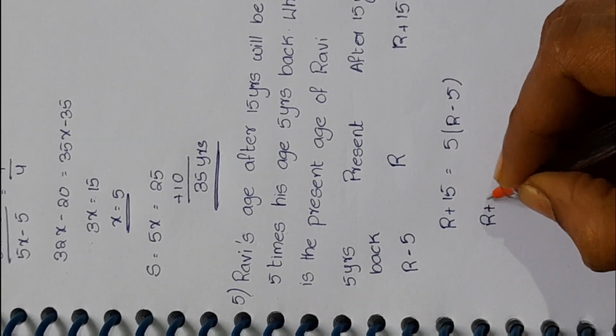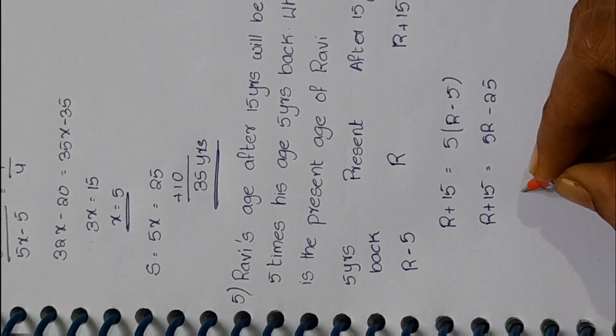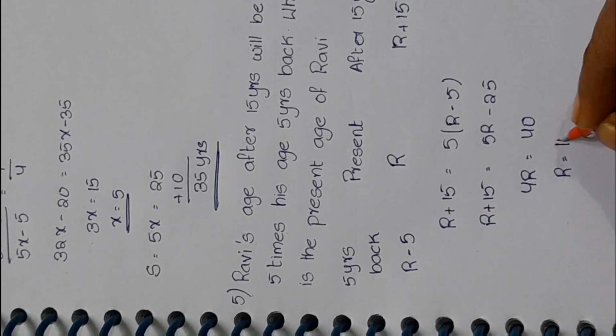So, R plus 15 is equal to 5R minus 25. We get 4R is equal to 40. So, the present age of Ravi, that is R, is 10 years.